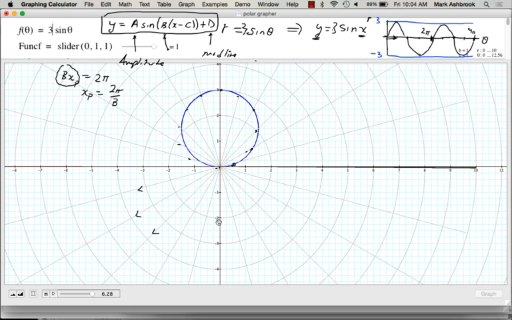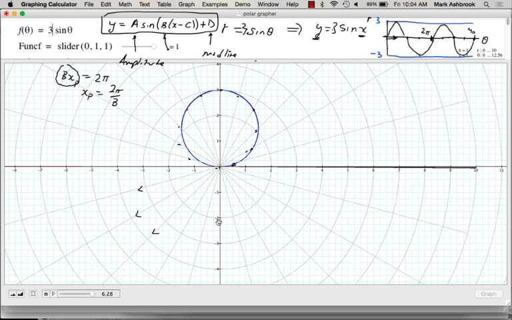So there's no guarantee that a period of whatever equation you're starting with is going to give you the full polar graph. Sometimes it's half a period like this one, sometimes it's the full period, sometimes it's 2 periods. Okay, so that was an easy one to start with.